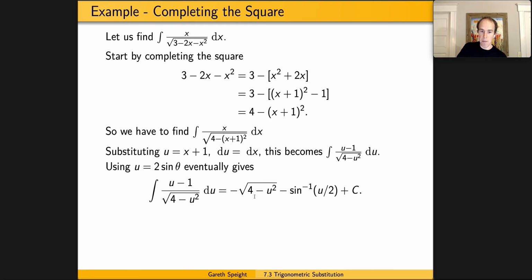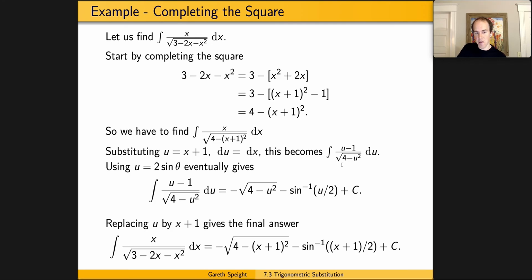Okay, and we would get minus the square root of 4 minus u squared minus arc sine of u divided by 2 plus c. And then because we already started with a substitution to get to this simpler integral involving u, we have to go back and write u equals x plus 1. So here there will be two substitutions and two replacements, right? One at each step. So we would replace u by x plus 1 and get this final answer. Okay, so what was the new thing?